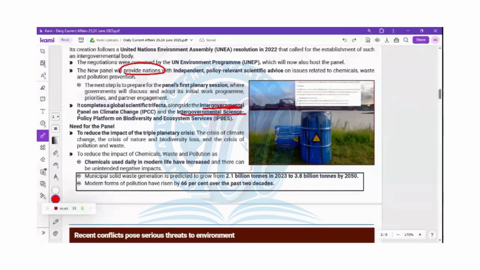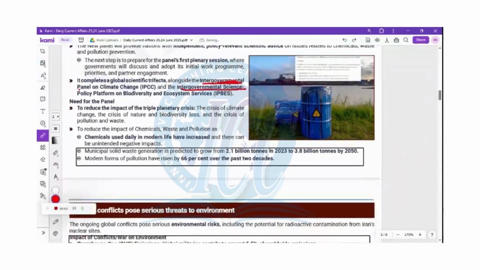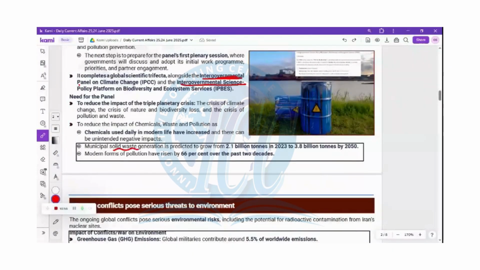Now, sir, what will this panel do? It gives independent, policy relevant scientific advice to the United Nations, all right, so that international conventions can be arrived at. Now, in this context, you should have some strong idea about municipal waste generation, which is going to reach nearly 3.8 billion tonnes. What is the state of your state? What is the municipal waste in your districts? All these are important to highlight your seriousness about that particular issue, especially in your ethics, sorry, in your essay.